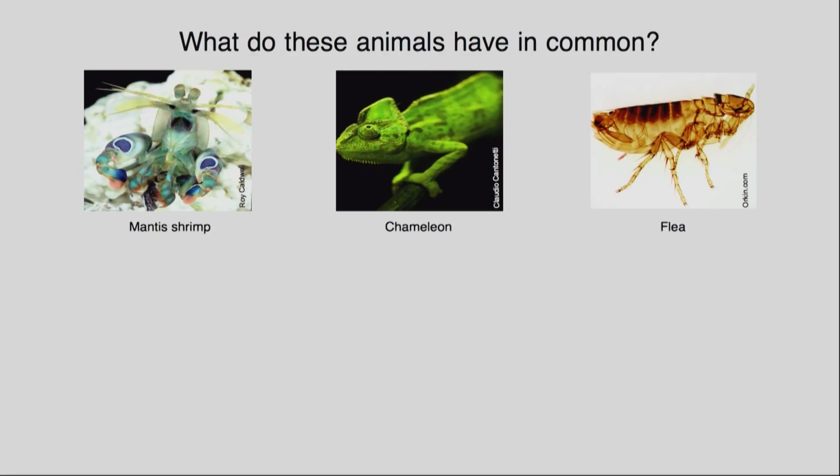So here we have a mantis shrimp, a chameleon, and a flea. And what we like to do is look at these animals and try to find what's in common. And this is a really fun exercise. And so many people might know what a chameleon is. Many people might know what a flea is, but what is a mantis shrimp? In case you haven't noticed, they've gone viral in the past year or so with the Oatmeal comic and whatnot.